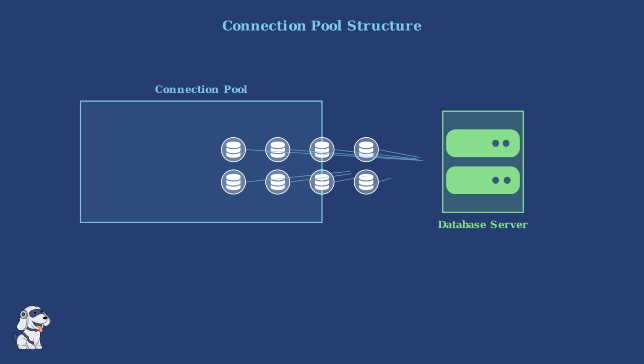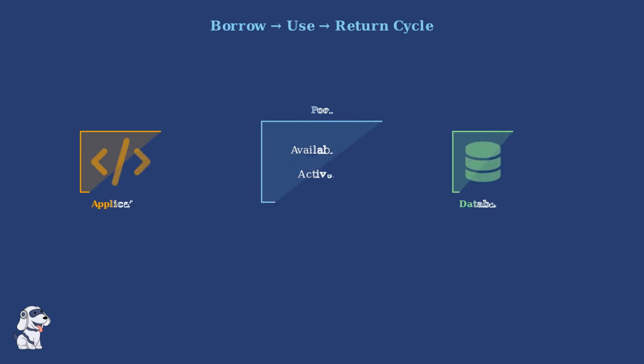The pool maintains multiple persistent connections to the database server. Each connection in the pool is ready to be used by the application when needed. Now let's see how the borrow, use, and return cycle works. When an application needs to execute a database query, it follows a specific process.